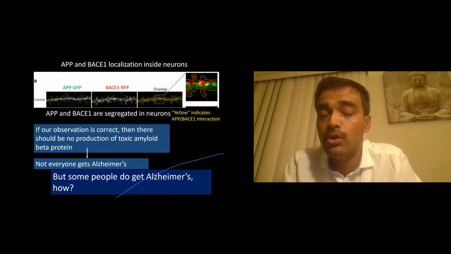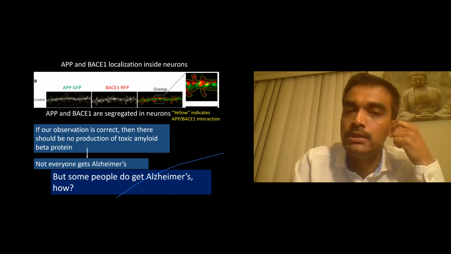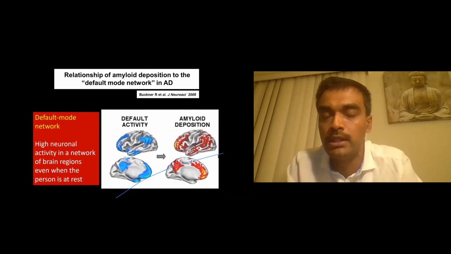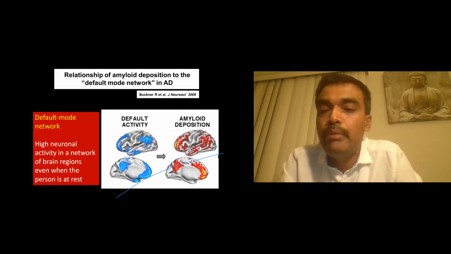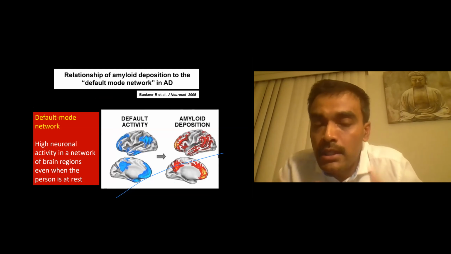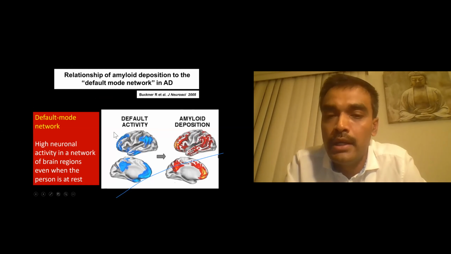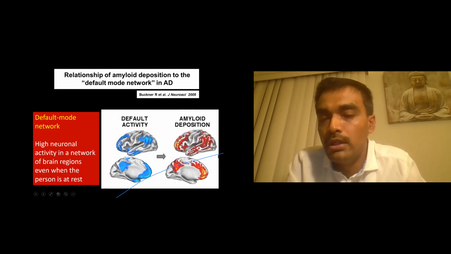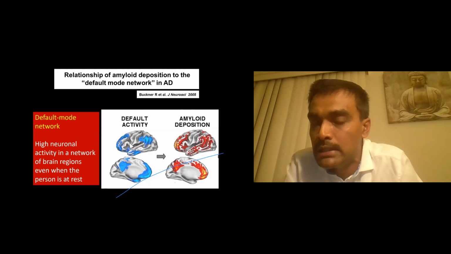Why so? What happens? Then we started asking these questions, and we did a lot of literature research and found a couple of papers where people described that in certain areas of the brain, those activity-induced areas are enriched with this kind of toxic deposition, and those areas as a whole are called the default mode network. So the default mode network areas are basically enriched with amyloid deposition.